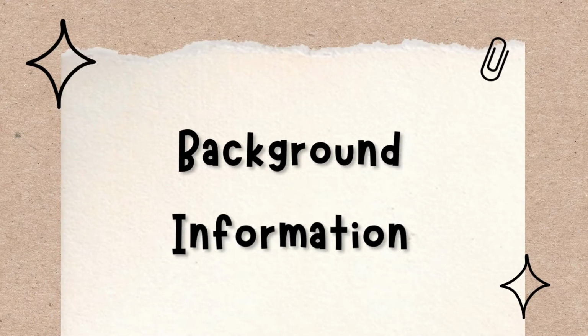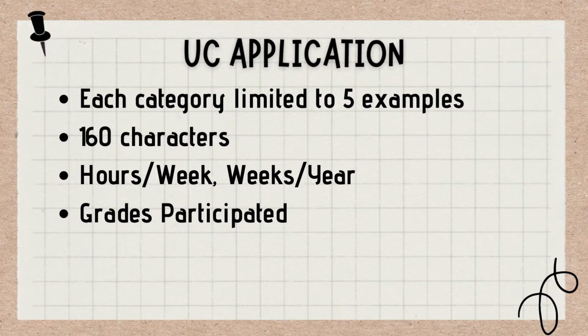So let's jump into some background information for the activities section, the UC application portal, as well as the Common Application portal. For the UC application activities section, these activities are split into different headers, where under each header you can list up to 5 activities. You have 160 characters to describe each activity. You mark down what grades you participated in this activity in, and you also note how many hours per week and how many weeks per year you are participating in this activity.